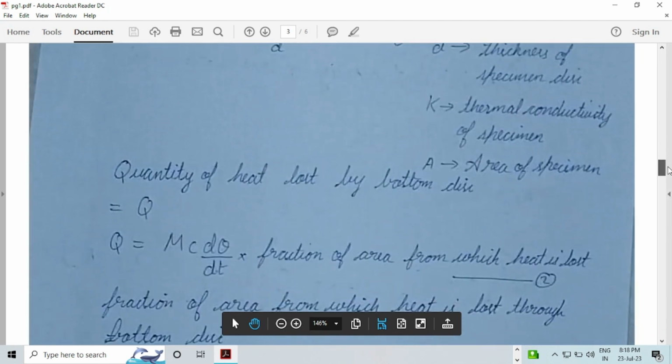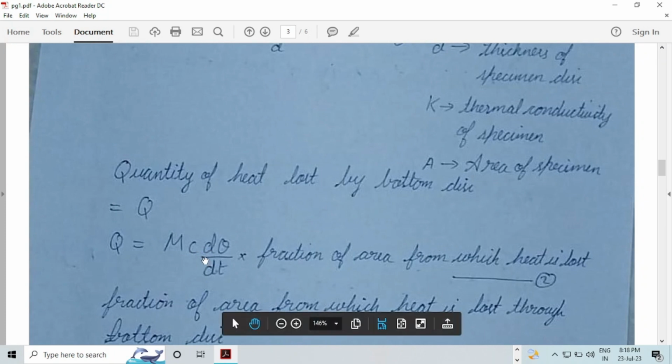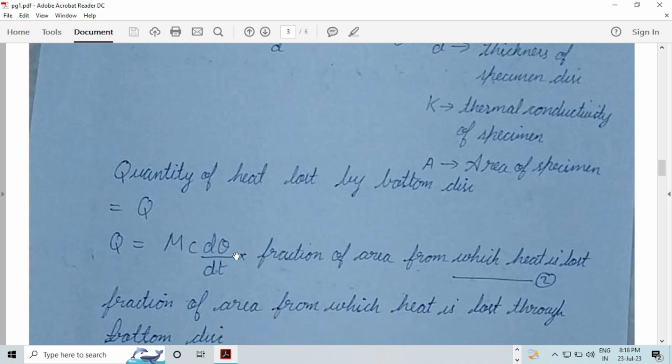Now the quantity of heat lost by the bottom disc is also equal to Q, and Q is equal to mc d theta by dt, where m is the mass of the bottom disc, the Lee's disc, and c is the specific heat capacity, into mc d theta by dt times the fraction of area from which heat is lost.